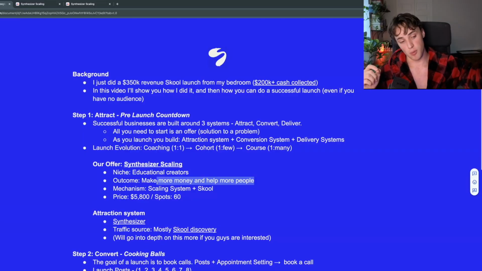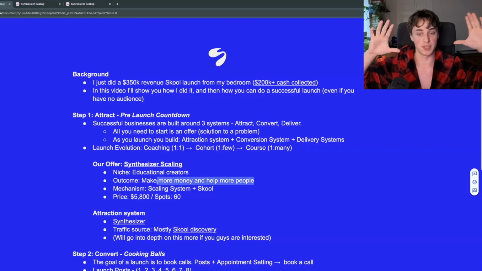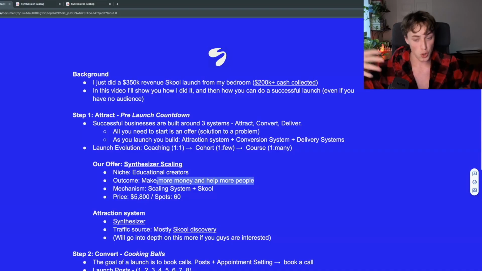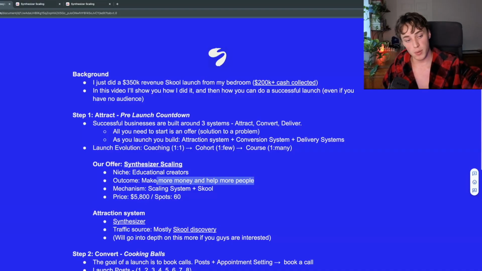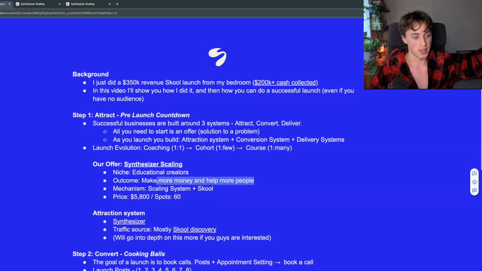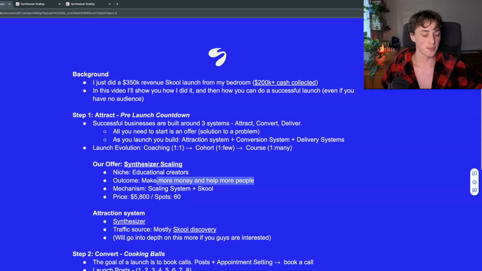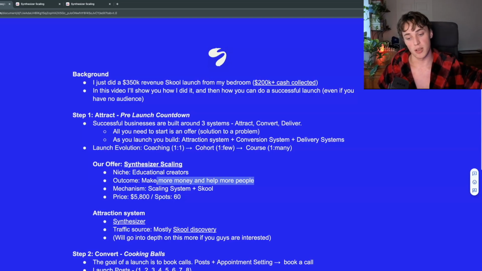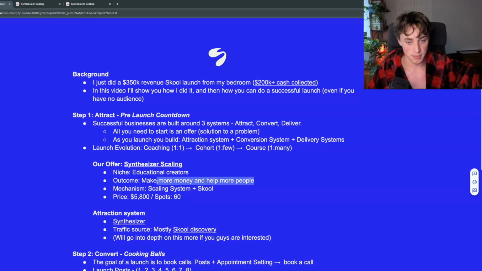And we can get even more specific, where in terms of synthesizer scaling, what we've done in our proof, and therefore what we can help people with, is you scale a business to do $10,000 a month and then $100,000 a month. So that is the specific tangible range of the offer. Scaling from up to $10,000 to $100,000 per month.